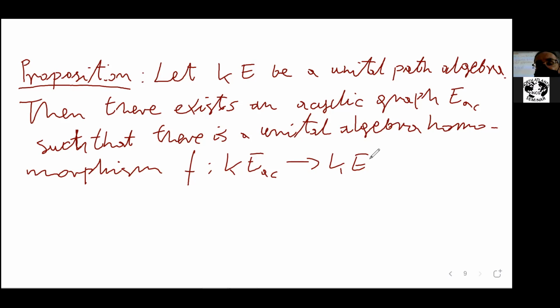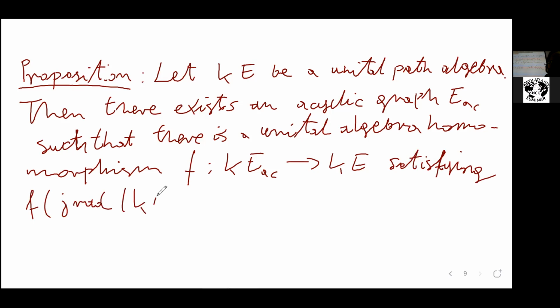Although I'm not saying that E is a subgraph of E_AC. Of course, it's not. It's more subtle, more complicated. But the natural map, the only way you can write the map, is from this new acyclic graph path algebra into the given path algebra, not the other way around. It satisfies the desirable property that F of the Jacobson radical of K E_AC is equal to the Jacobson radical of KE.